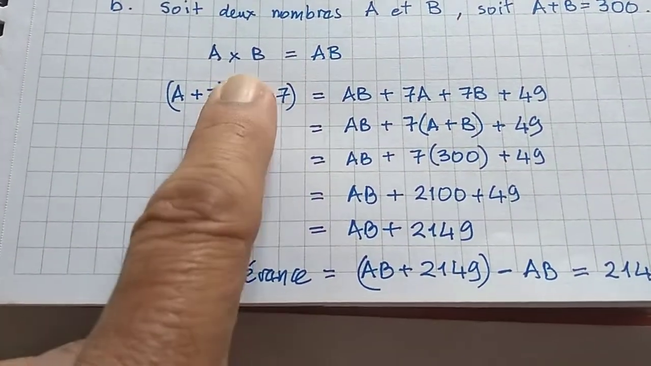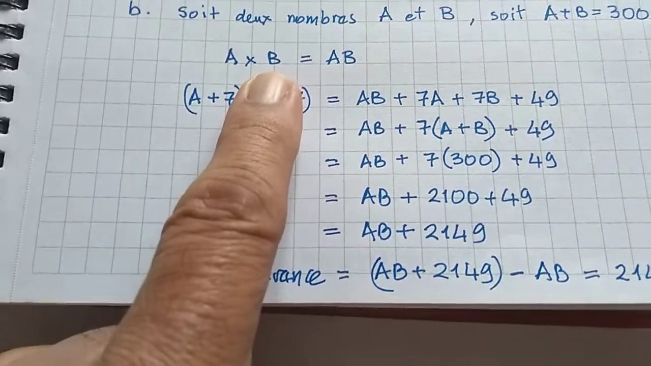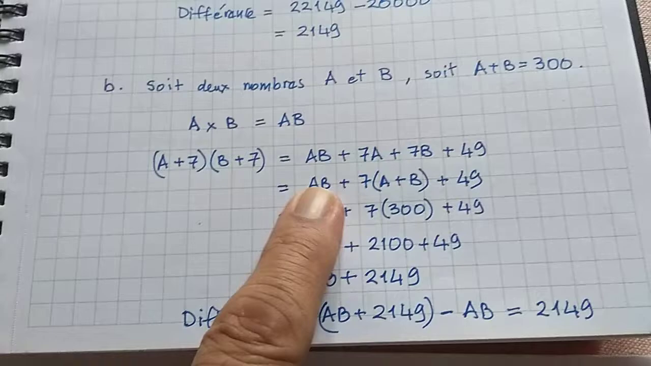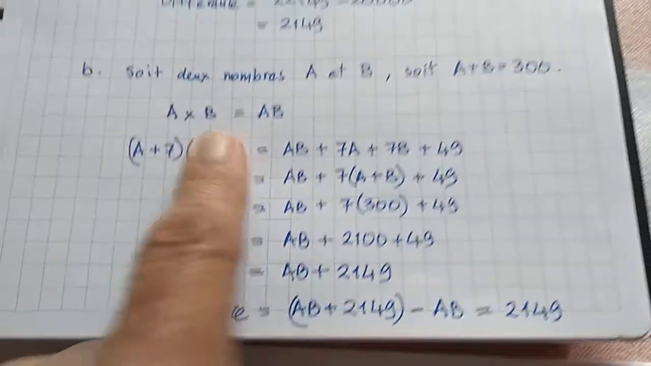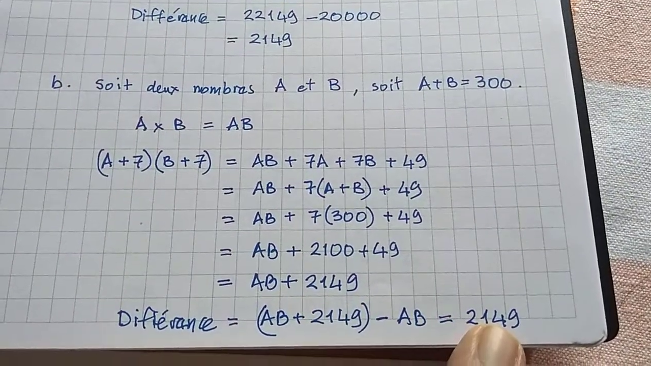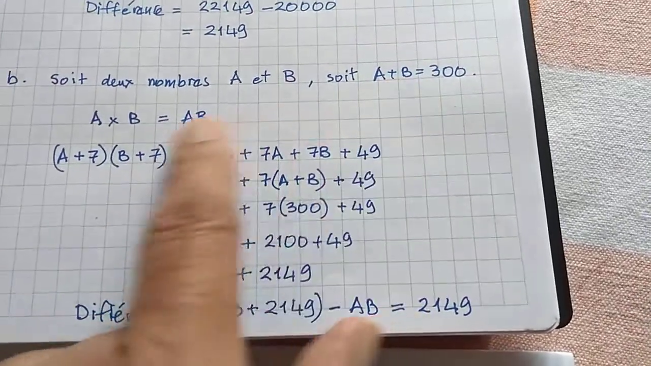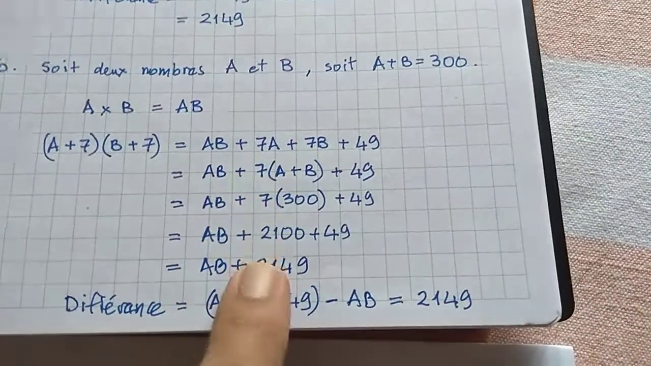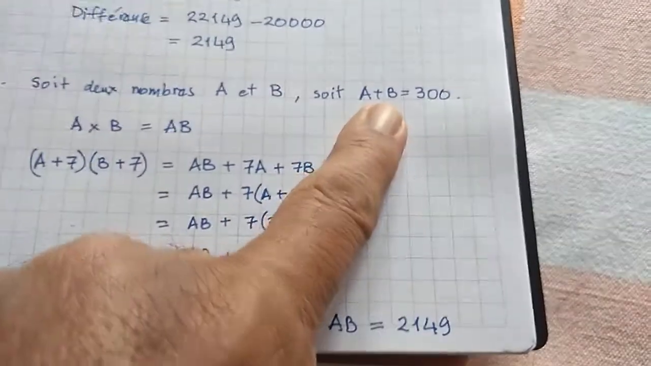There is no specification that A and B have to be integers, that means nombre entier. So you give me two examples where one of these is negative, but this condition is true, and then you work out whether the difference is actually 2149 if one of these numbers is negative. You just calculate it. Don't try to prove it like this, but just calculate it like here. Okay? So that is one.